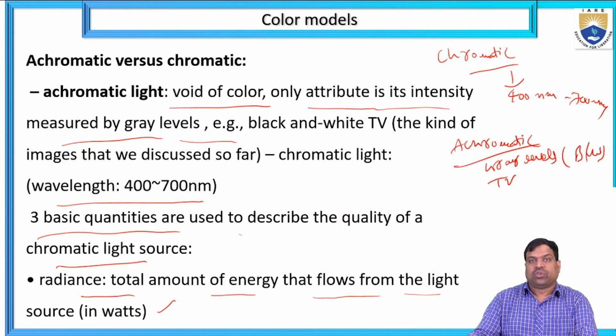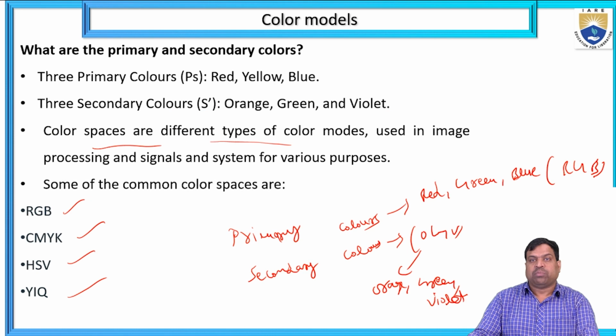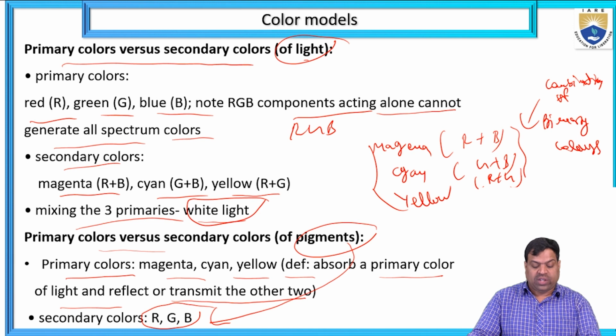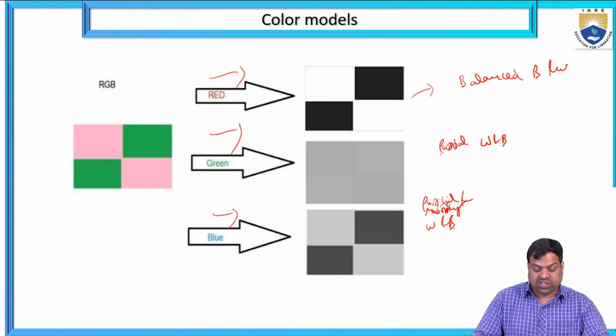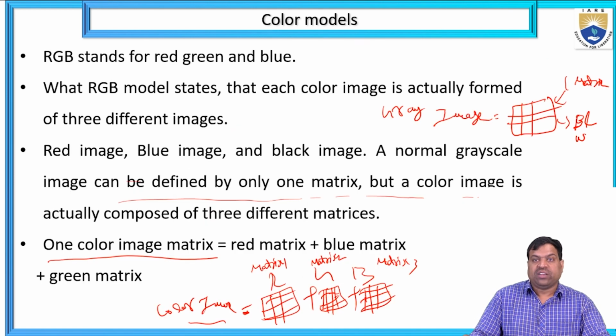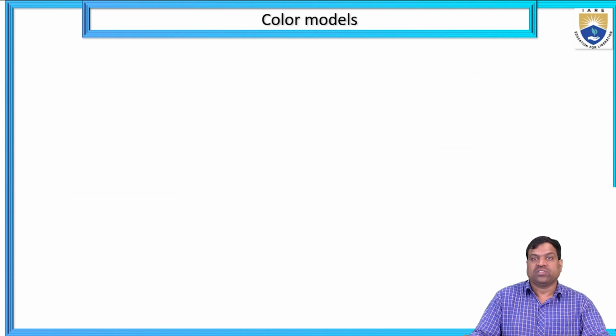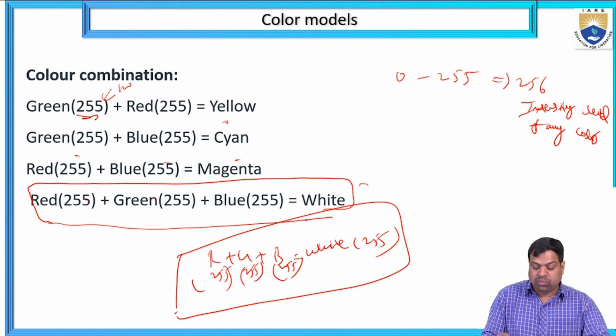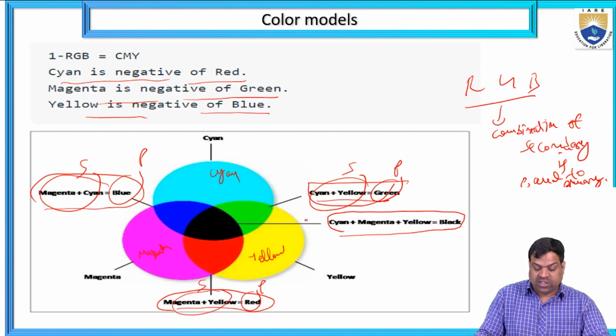So today we discussed what the color models are. The primary colors are red, green, blue, and the secondary colors are magenta, cyan, and yellow. So what are the color combinations? Red, green, and blue are the color combinations in normal gray to color images. Red plus green equals yellow, green plus blue equals cyan, and red plus blue equals magenta. Red, green, blue together is the white color combination. It is a block diagram of the combination of colors. Okay, it is about the color models.